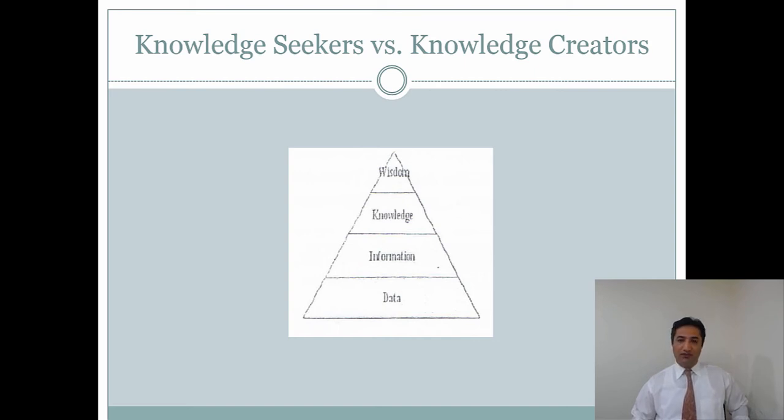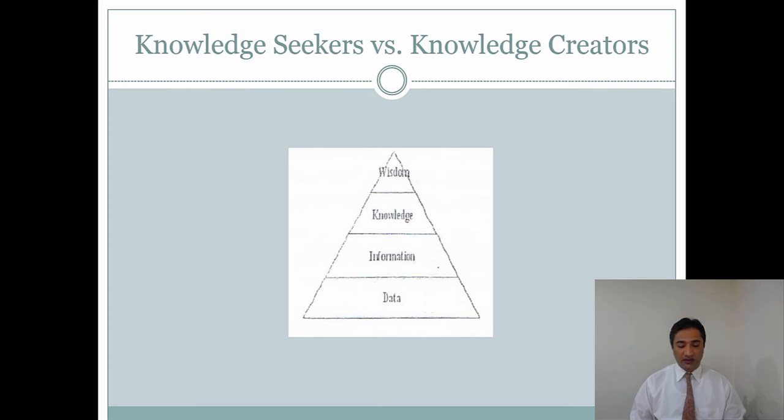As you know, information is extracted from data, and knowledge is extracted from information, and wisdom is extracted from knowledge. But there is a difference between how knowledge seekers and knowledge creators perceive this hierarchy. From the knowledge seekers' point of view, the one who seeks the knowledge, the input is data and the output is information, and then it goes upwards. But on the other hand, the one who is creating the knowledge is creating from top down, from knowledge to information and to data. Or you can say from wisdom to knowledge, information and data.